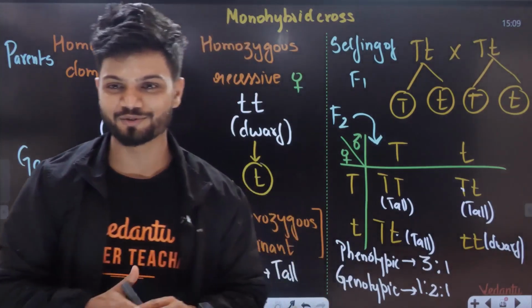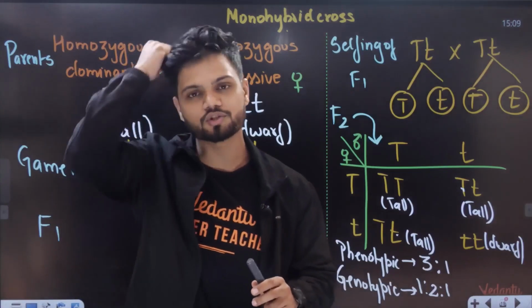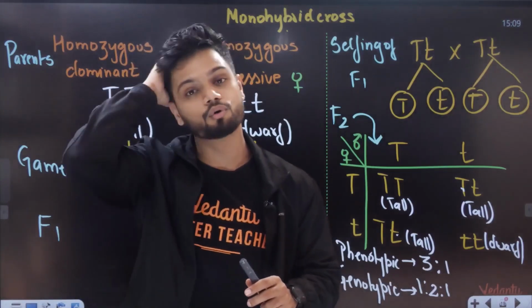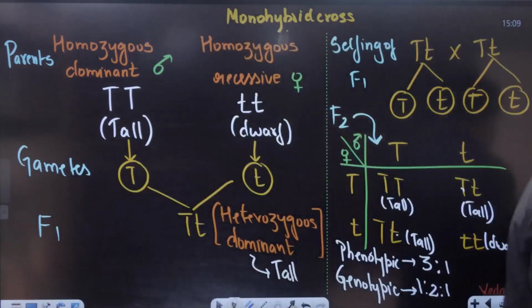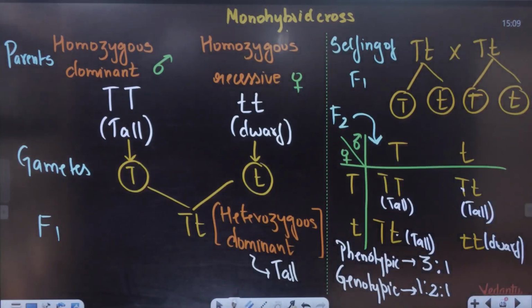Done? Yes or no, students? All of you understood? This is called your monohybrid cross. Okay. Now I'll move aside. I want everyone to write this down one more time. Write this down in your book right now and learn it right now itself. What is the monohybrid cross? In your board examination, they can ask you directly to write the entire flow chart. You should be able to write the entire thing.